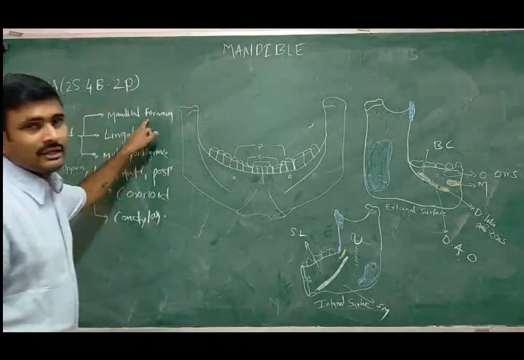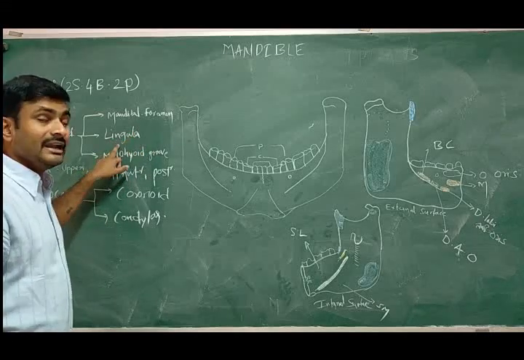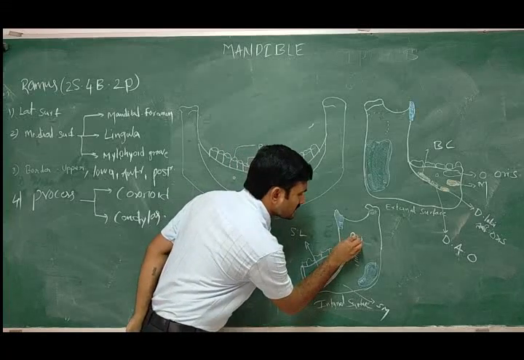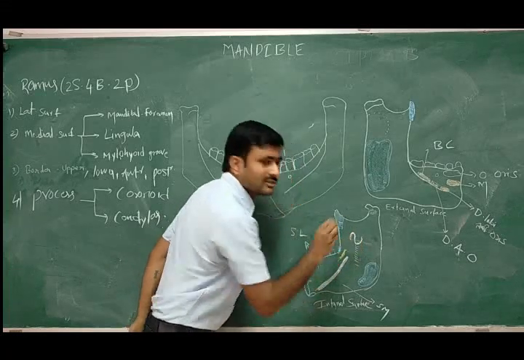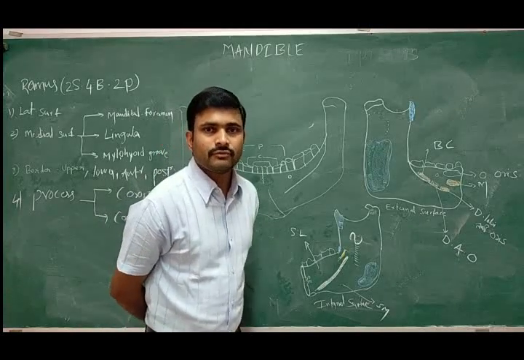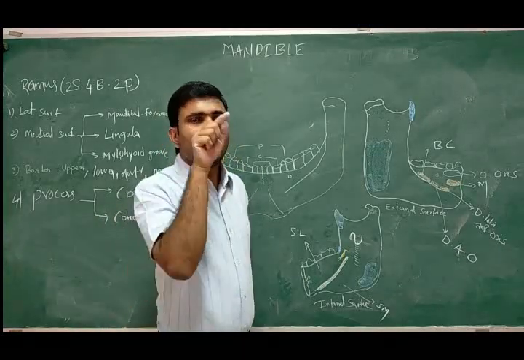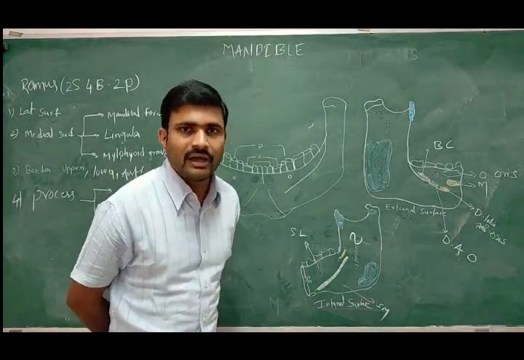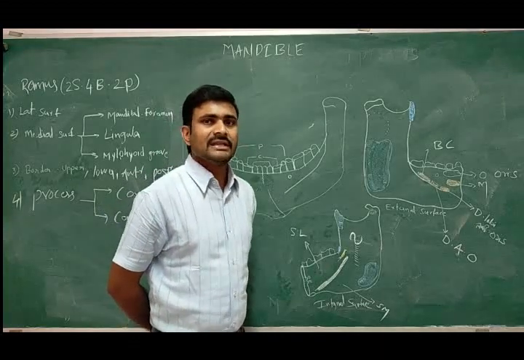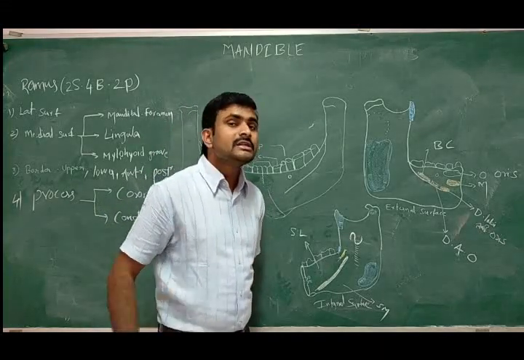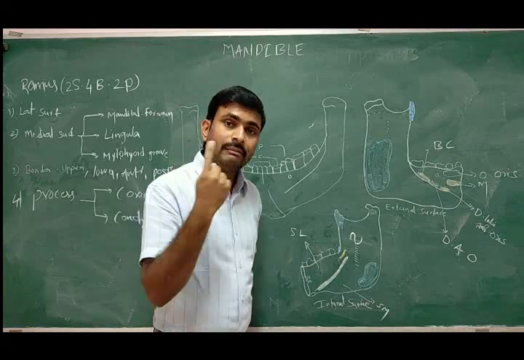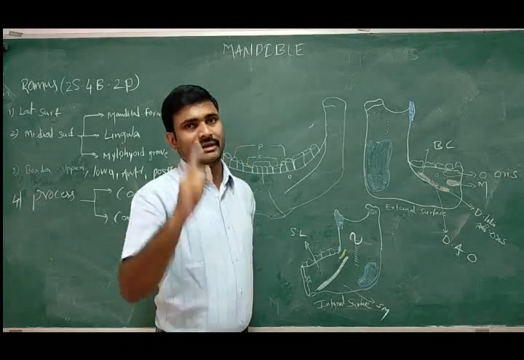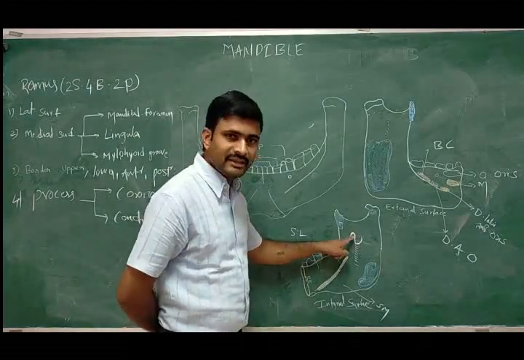This is about the mandibular foramen. And next is called the lingula. Lingula means on the anterior side there is a tongue-shaped projection. See, this is a tongue-shaped projection. At the anterior aspect of the mandibular foramen, there is a small bony tongue-shaped projection. That projection is called the lingula. Here, one ligament is attached. That ligament extends from the sphenoid bone to the mandible. So the sphenomandibular ligament is attached here.